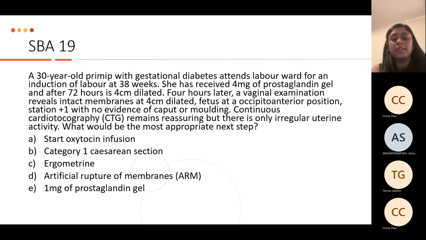This is a difficult one because actually you don't tend to make these decisions as a junior, but hopefully this one is testing your knowledge of an induction of labour and the process of it, and that's why it's a good question to ask.